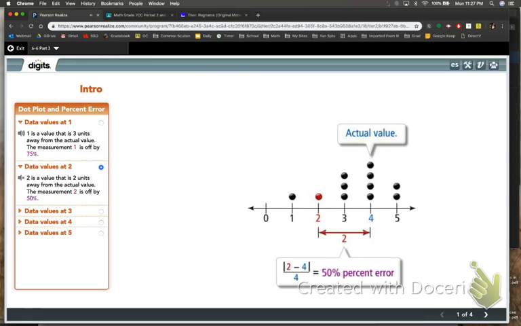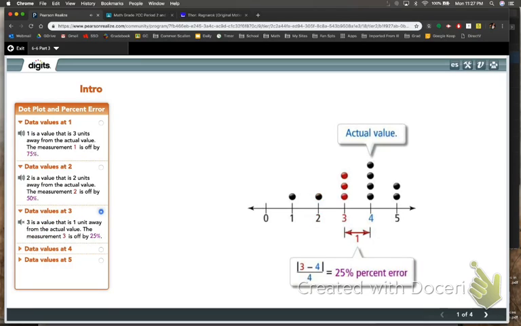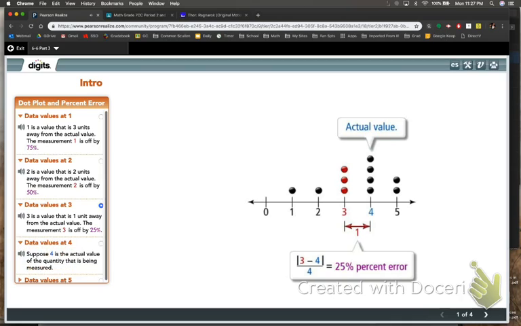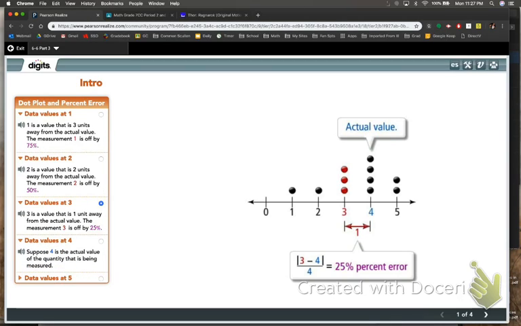2 is a value that is 2 units away from the actual value. The measurement 2 is off by 50%. And 3 is a value that is 1 unit away from the actual value. I didn't click on the dot. The measurement 3 is off by 35%. Obviously, as it gets closer, in this example you have a lot of predictions that are under and then over, so it doesn't matter. You'll notice in a second that this, along with the 5 right here, is going to be very similar in terms of how the difference is going to be.